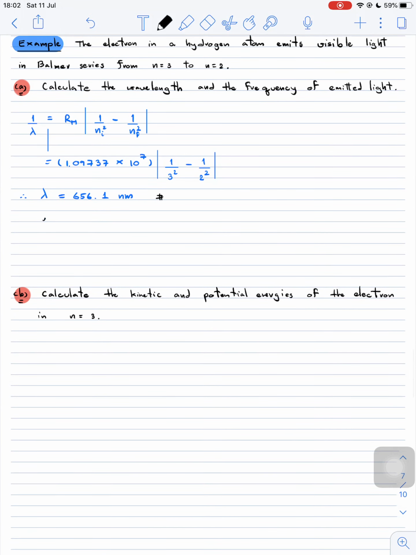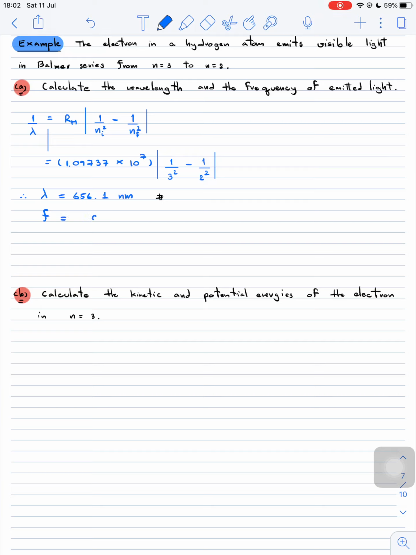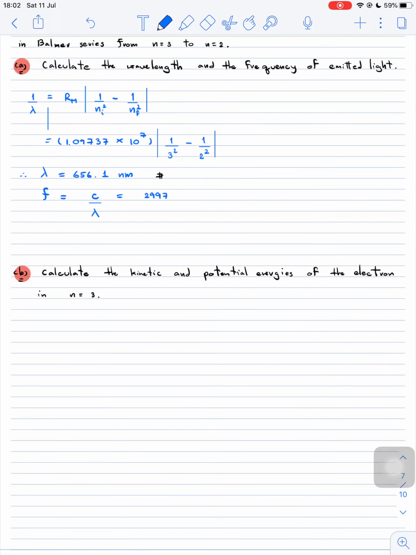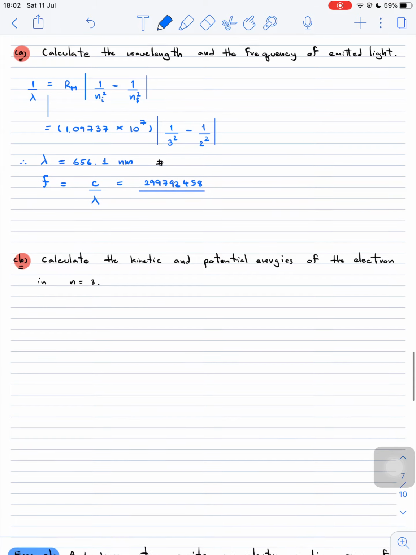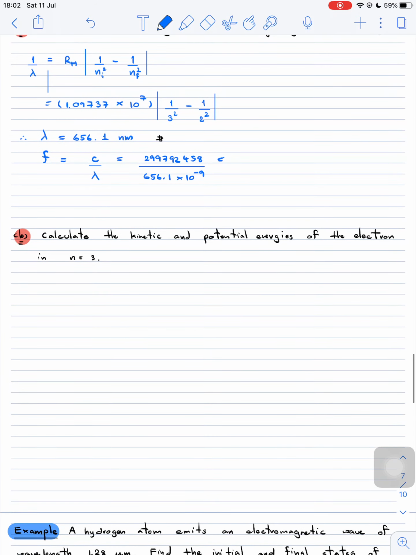So now for the frequency, the frequency equals the speed of light in vacuum over the wavelength. So just plug in the numbers. We have 299,792,458 here, and over the wavelength we have 656.1 times 10 to the negative 9. So then we get that the frequency is equal to 4.569 times 10 to the 14 hertz. Okay, this is the frequency.